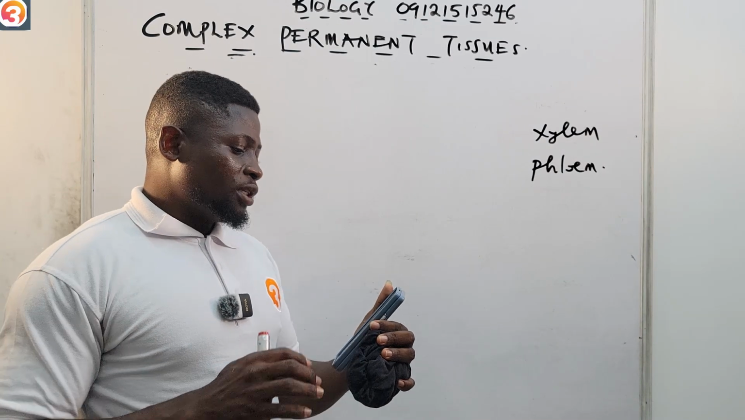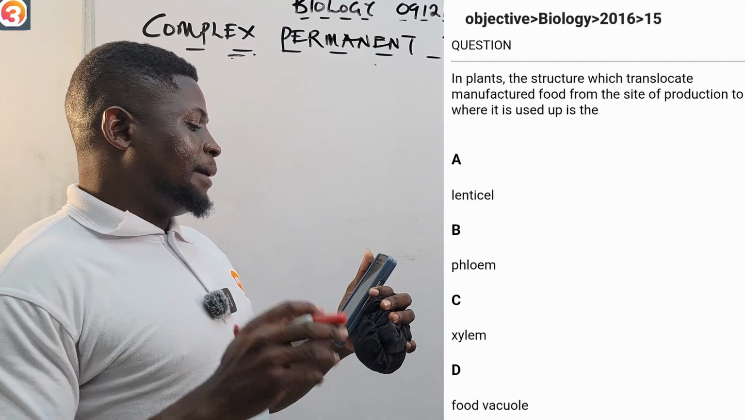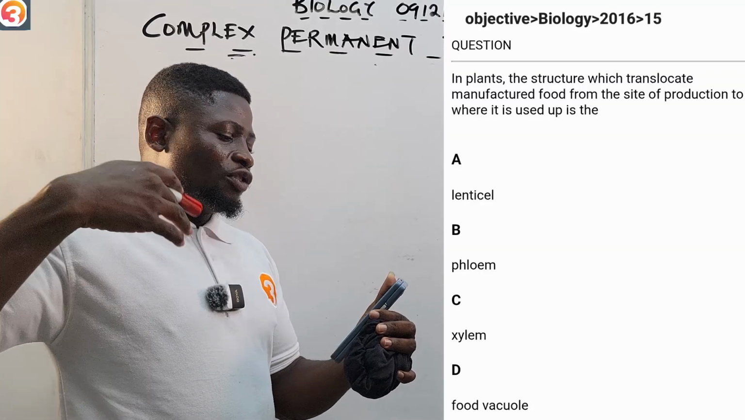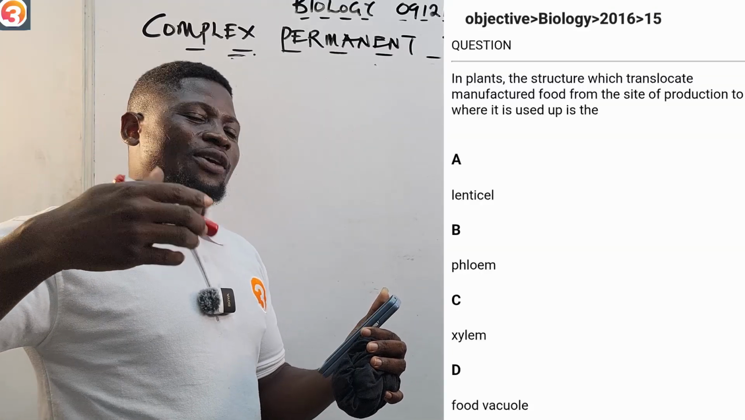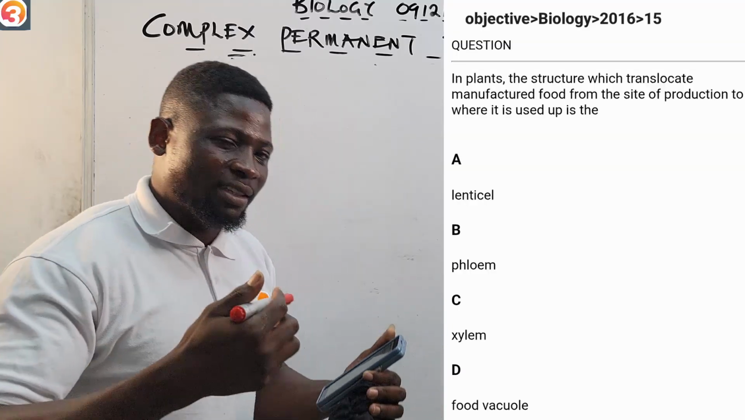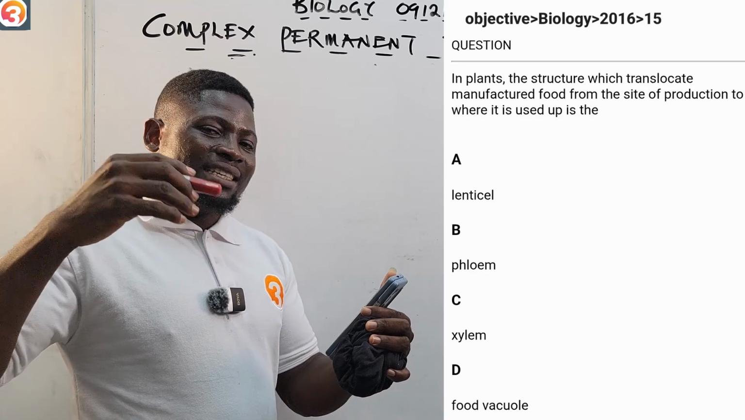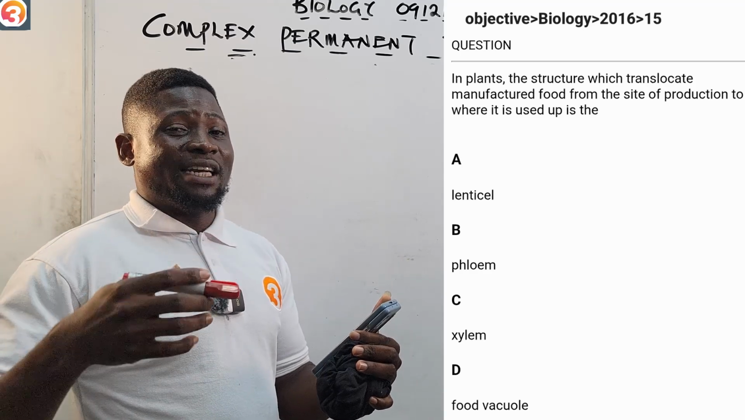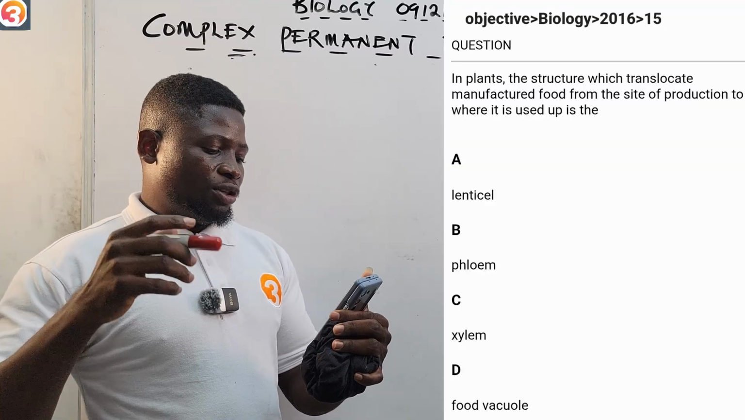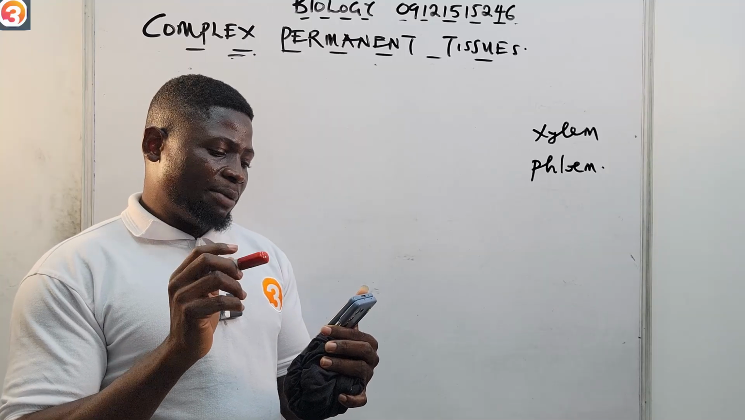Now let us see 2016 number 15. In plants, the structure which translocates manufactured food from the site of production to where it is used, which of these tissues helps in transporting manufactured food? A says lenticel, B says phloem, C says xylem, D says food vacuole. Of course, know that the phloem helps in transporting manufactured food. So take note of that. Option B will be the correct answer. Let's take one more question and give you an assignment.